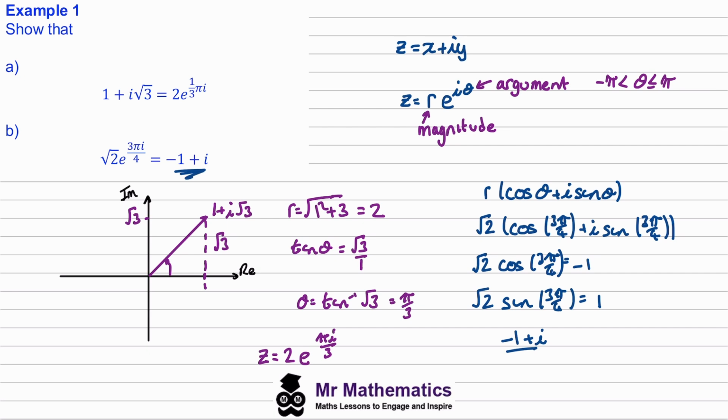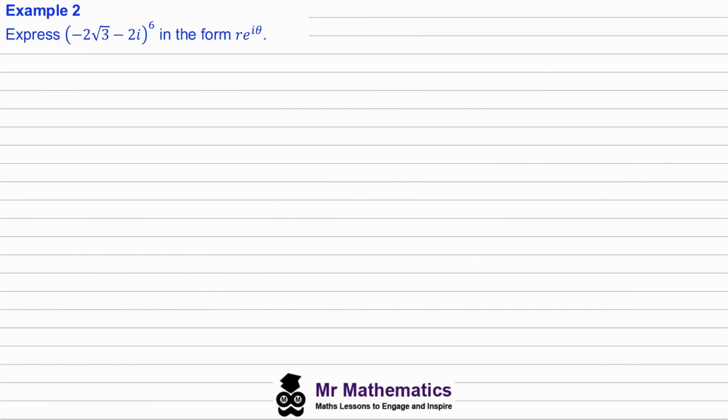Okay? So I hope that's given you an idea on how we can convert between the different forms of a complex number. Let's look at example 2. So in example 2, I want to show you how we can use the exponential form to raise this complex number to the power of 6. So we'll begin by converting this complex number to exponential form.